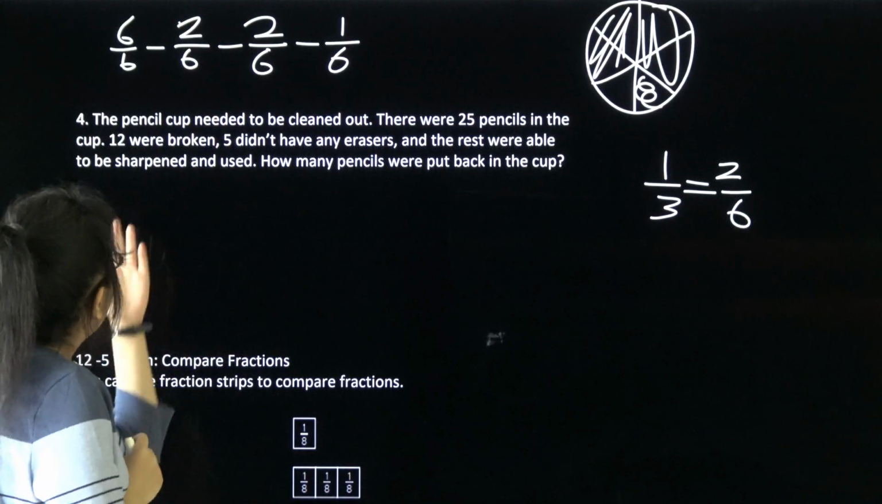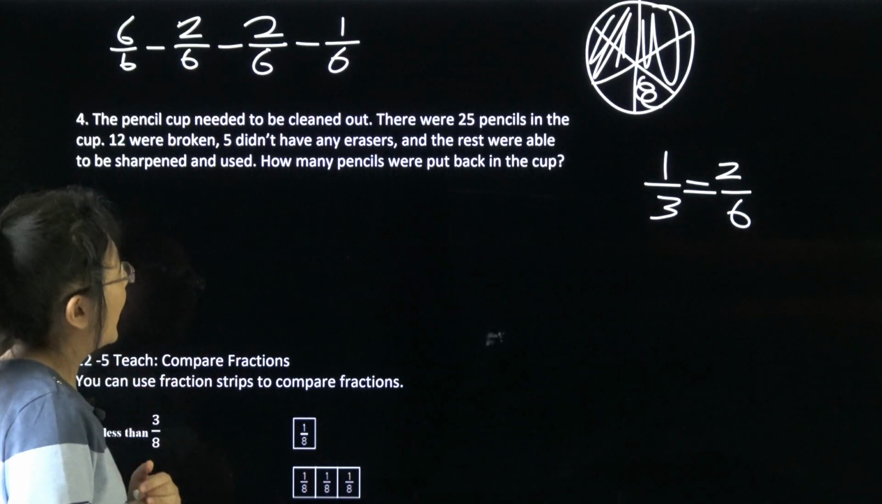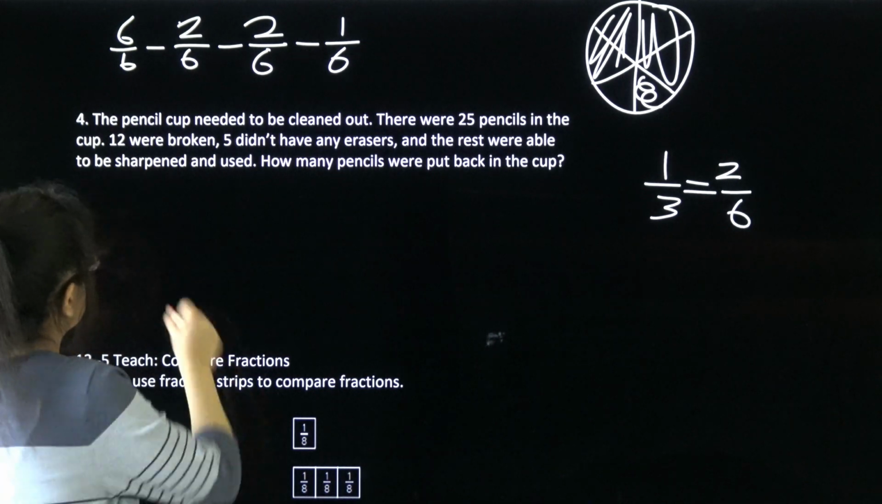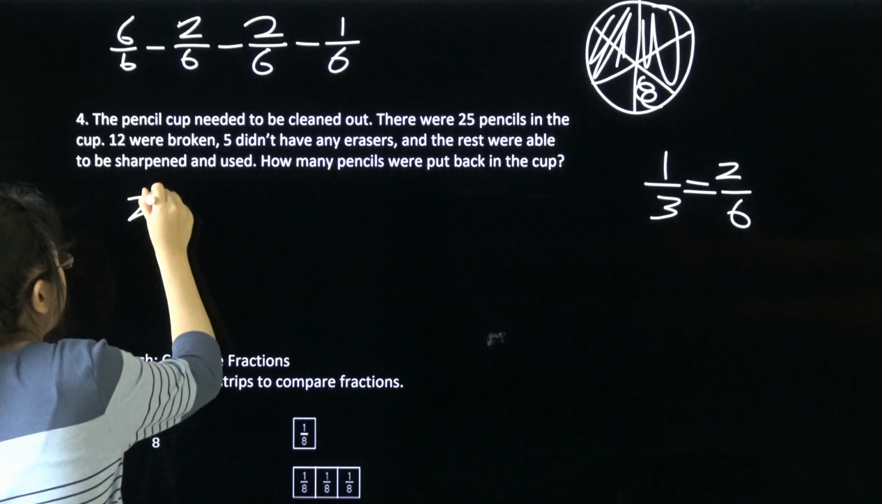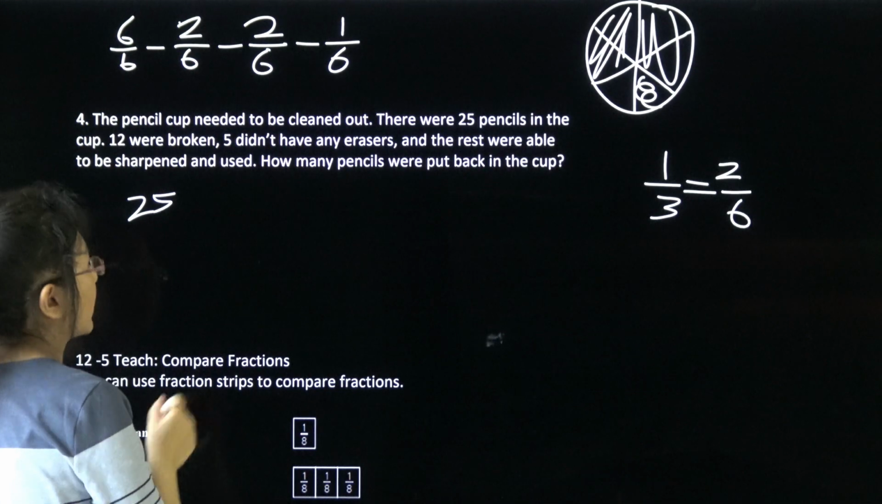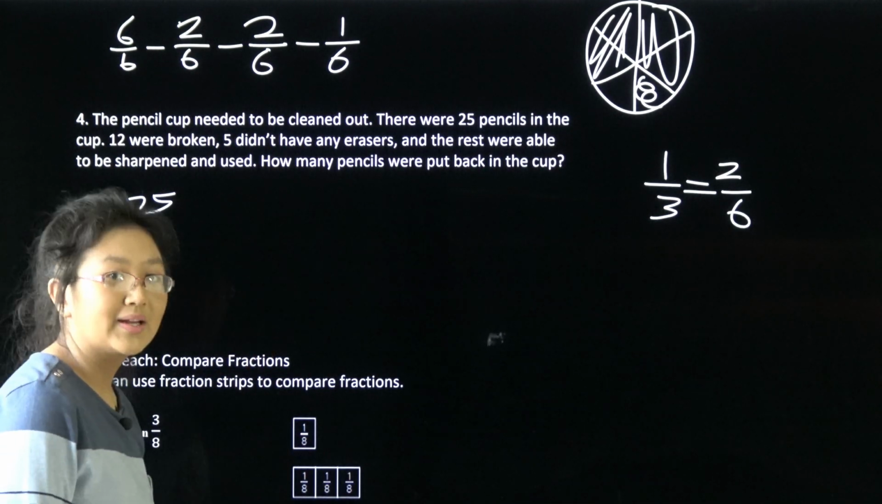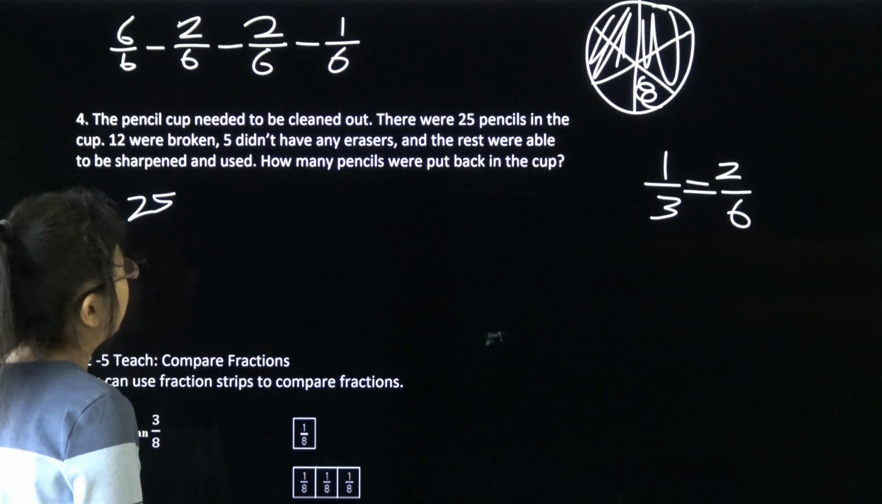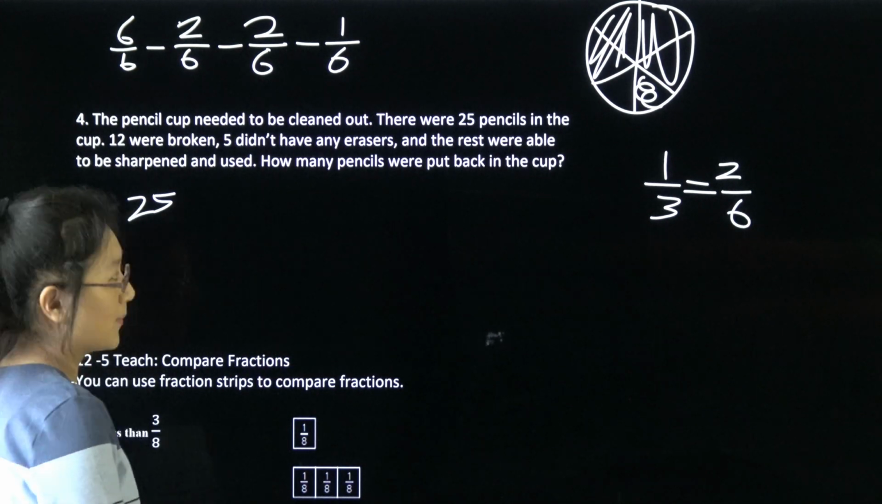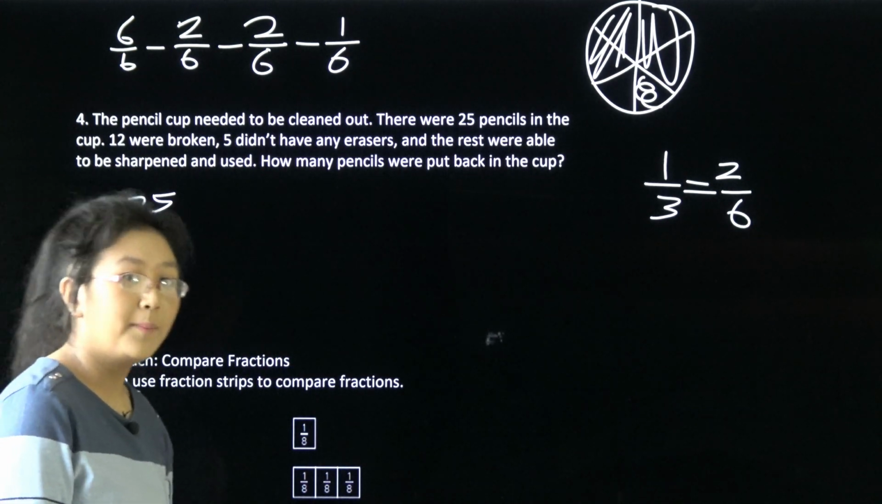Question number 4. The pencil cup needed to be cleaned out. There were 25 pencils in the cup. 12 were broken. 5 didn't have any erasers. Oh, that's sad. And the rest were able to be sharpened and used. How many pencils were put back in the cup?